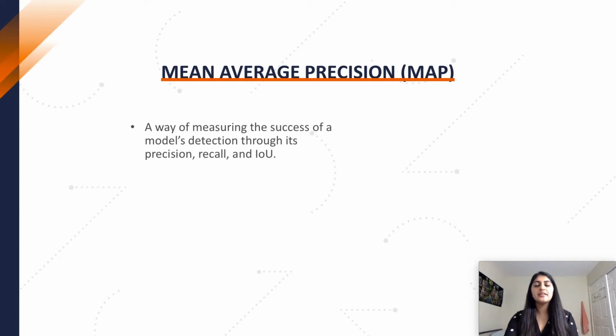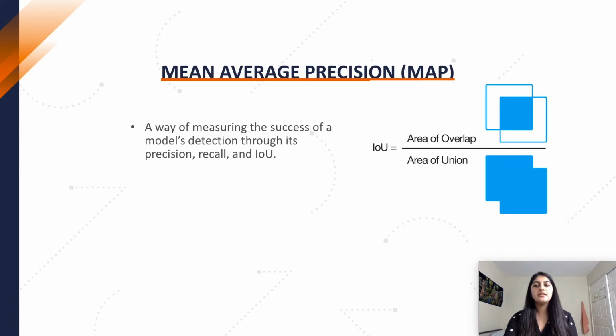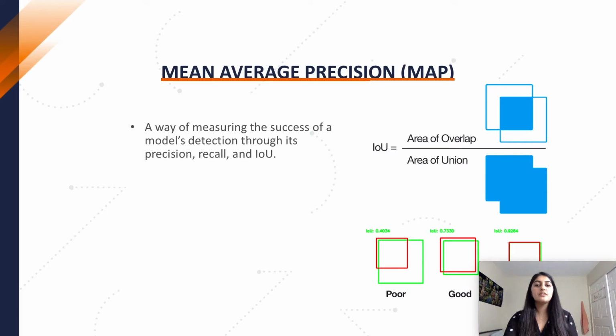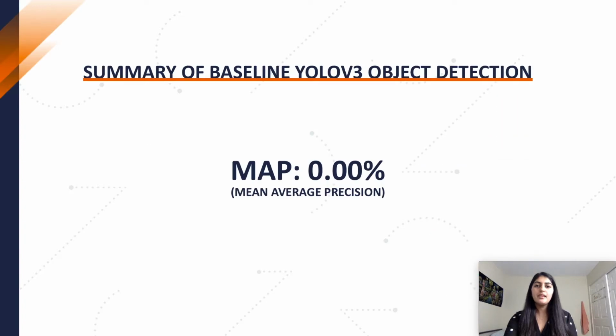which is a way of measuring the performance of a model through its precision, recall, and IOU. Precision is, of course, the number of correct detections out of the total number of detections, and recall is the number of detections found for all present objects. The IOU is the intersection over union, which determines whether a detection is correct by assessing how much the bounding boxes overlap. So for the baseline model, the mAP was virtually 0%, and this is because it kept detecting persons and chairs and other irrelevant objects, which decreased this mAP score.